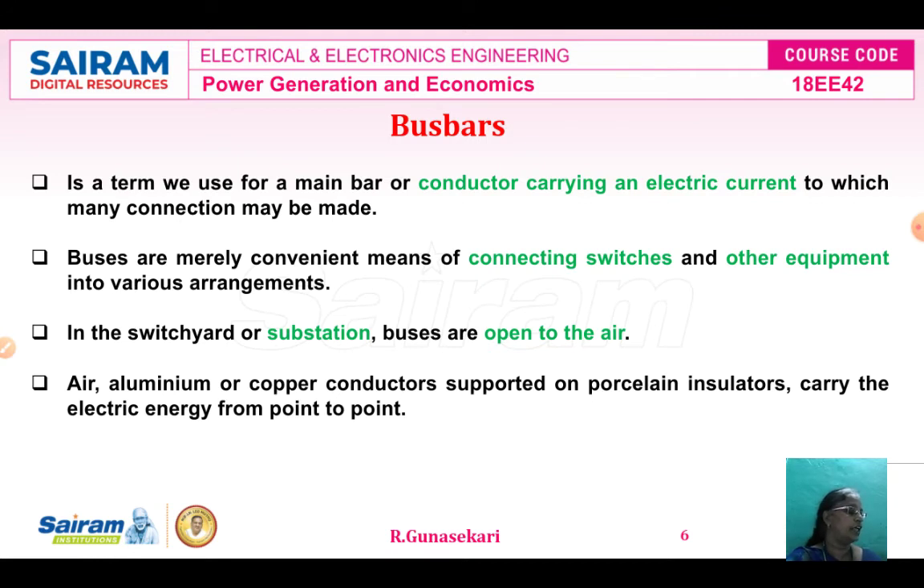The different types of bus bars, namely single bus bar with sectionalizer, main and transfer bus, double bus bar with double breaker scheme, and mesh scheme, are used in the substation in accordance with safety and reliability considerations. The air, aluminium or copper conductors supported on porcelain insulators carry the electric energy from point to point. In the switchyard or substation, the bus bars are open to the air.